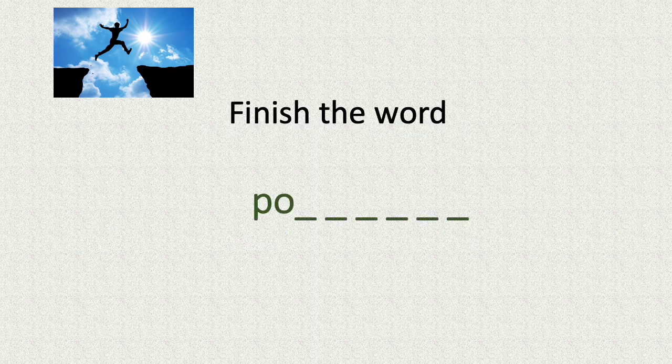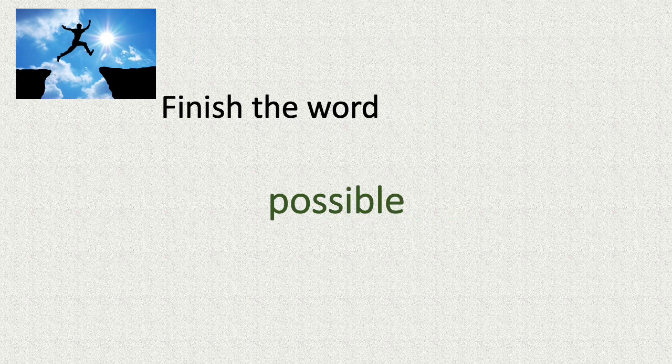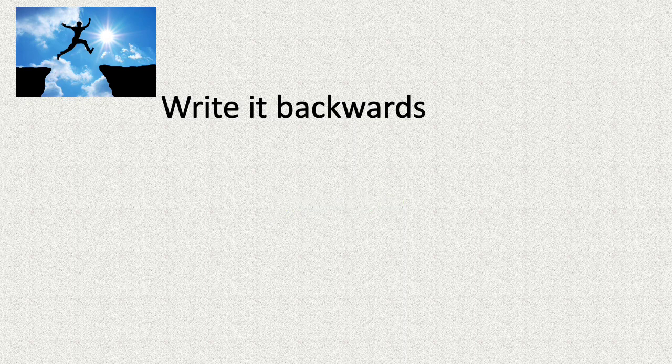Finish the word this time. I've given you po. How do you write ssible? S-S-I-B-L-E. Well done. Cover it up. Write it backwards. You should have ended up with elbissop.